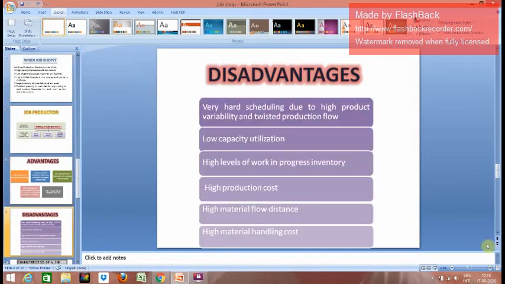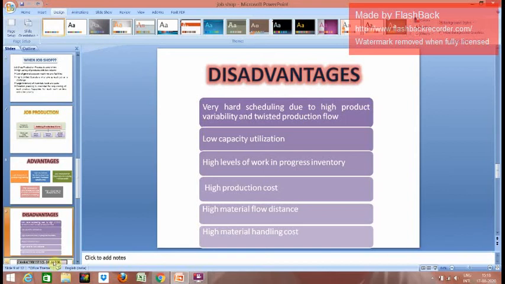Disadvantages. What are the disadvantages? Very hard scheduling due to high product variability and twisted production flow, low capacity utilization, high levels of work in progress inventory, high production cost, high material flow distance, high material handling cost. These are certain disadvantages of the job shop.